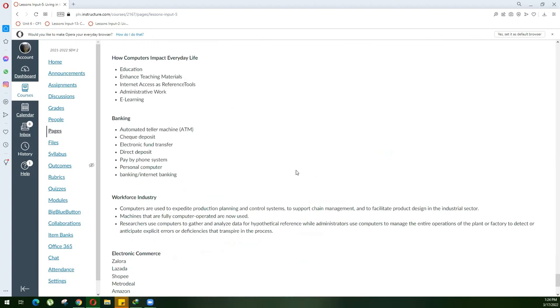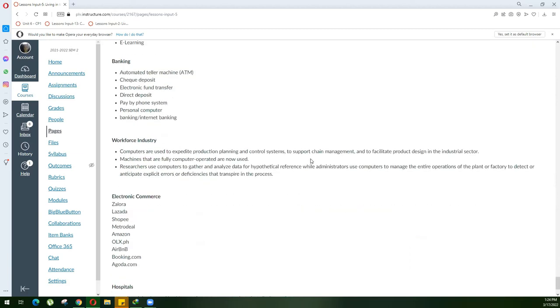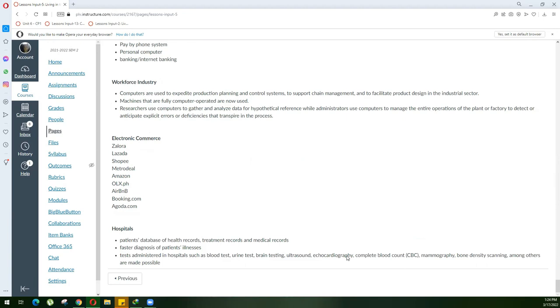Our computers impact everyday life. Computers help us through education, enhancing teaching materials, internet access, use as reference tools, administrative work, and e-learning. It also helps us in banking, such as through the use of ATM, internet banking, and the likes. It also helps in the workforce, because they are used to expedite production planning and control systems, supply chain management, and facilitating product design in the industrial sectors.